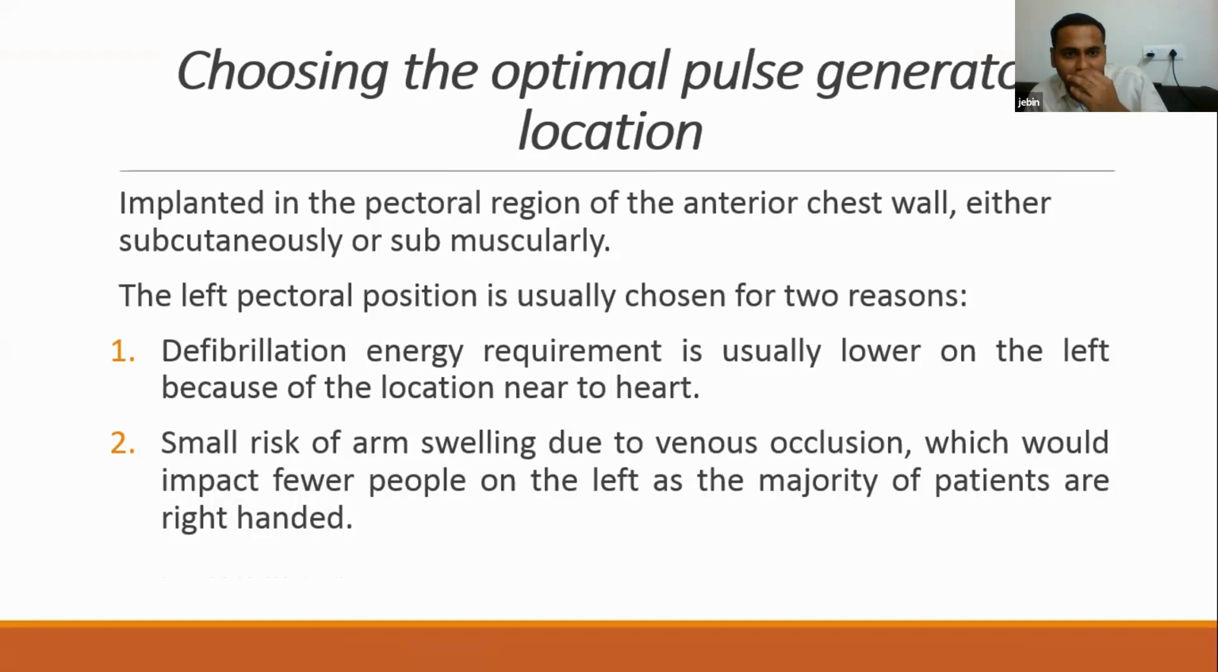The left pectoral region is preferred for two reasons. Defibrillation energy requirement is usually lower in the left region because of its location nearer to the heart, and second, there is always a small risk of arm swelling due to venous occlusion, which may impact fewer people on the left as the majority are right-handed.